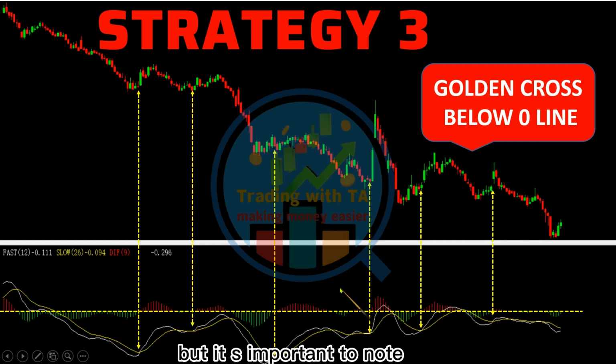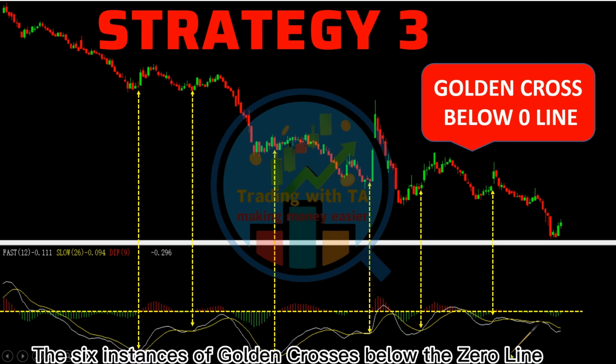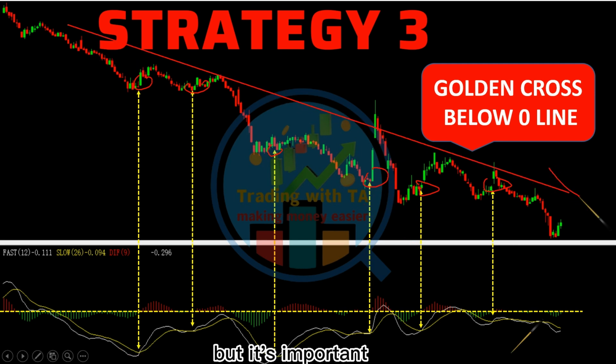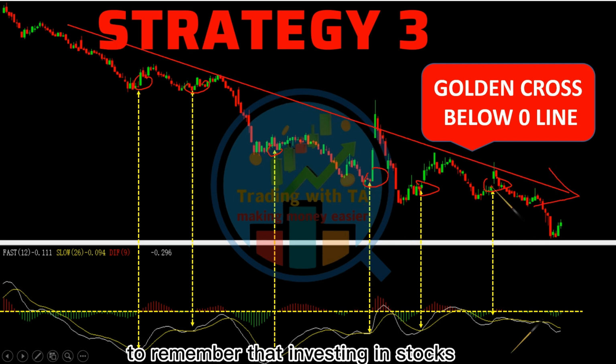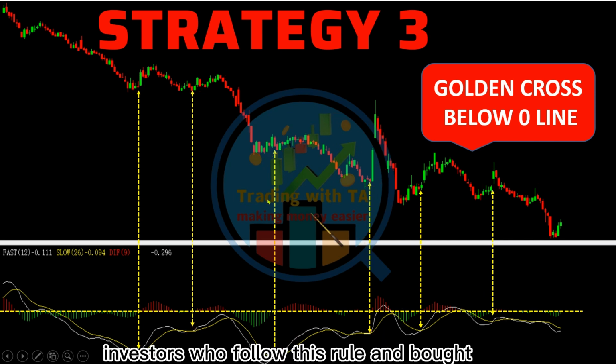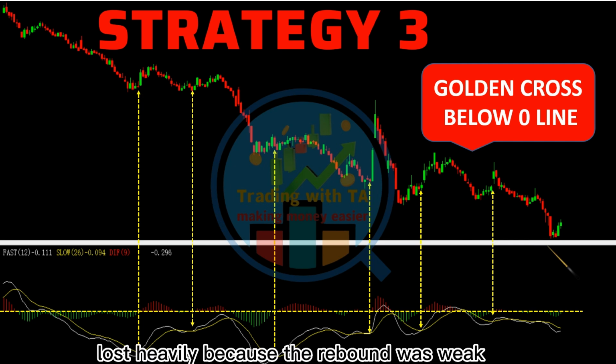Moving on to the third strategy, the golden cross below the zero line can indicate a signal for rebounding, but it's important to note that this doesn't guarantee a strong rebound. The 6 instances of golden cross below the zero line in the chart may give the impression of a good buying opportunity, but it's important to remember that investing in stocks is not about gambling. As seen in the chart of Tesla, investors who followed this rule and bought at the golden cross below the zero line lost heavily because the rebound was weak.